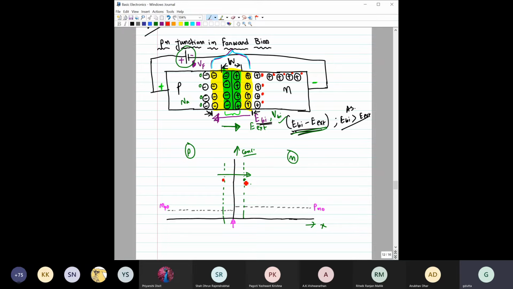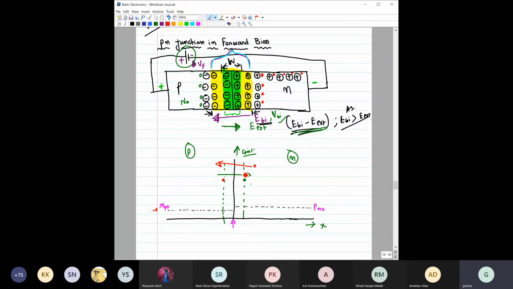Now due to this movement of electrons, electrons will also move from this side to this side due to diffusion. So the electron concentration on this side will also increase. At equilibrium, when no bias was applied, the electron concentration was Pn naught, which was the minority carrier. But the electron concentration has now increased a lot.